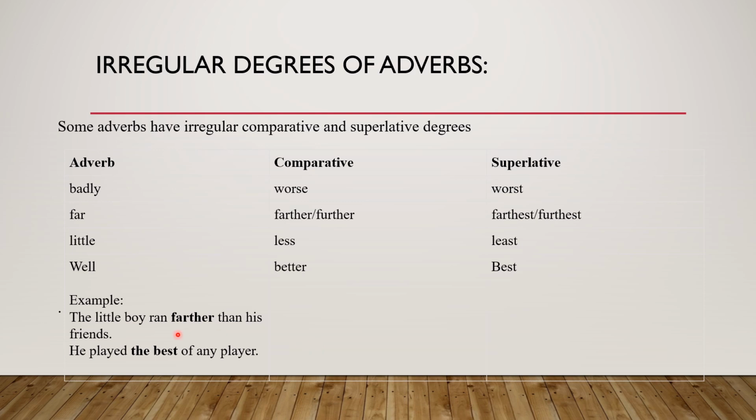Here are some examples. The little boy ran farther than his friends. Now you can see this is the comparative degree, because the comparison is made between two people, the little boy and his friends. The next one is, he played the best of any player. So there were so many players, out of which only the person over here, for whom a pronoun is used, he played the best of all of the players. Okay, so this is the superlative degree. I hope you're clear about the degrees of adverbs now.